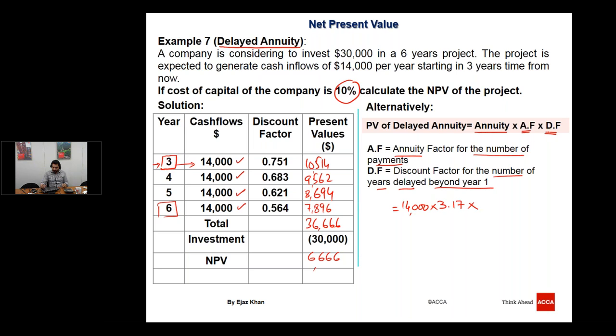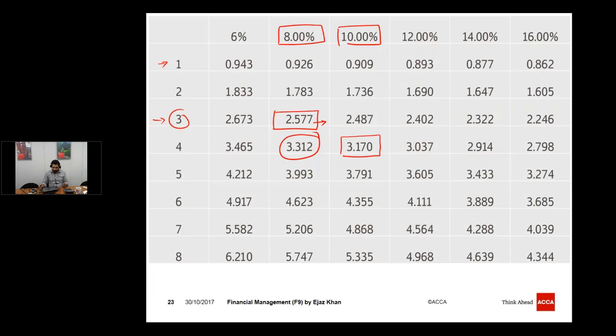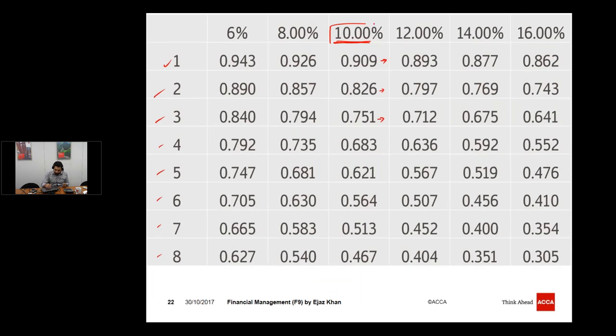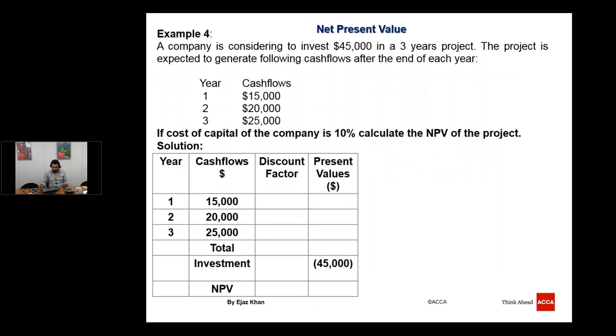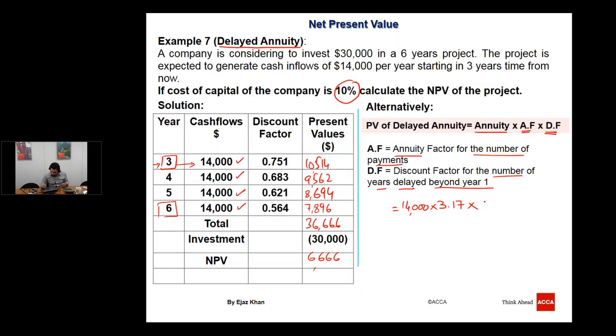So the discount factor that we're going to pick will be for year 2 because the delay is for 2 years. So go back to the discount factor table this time and not annuity factor. We'll go to the 10% column and we'll pick the discount factor for year 2, which is 0.826, and multiply it with 0.826.